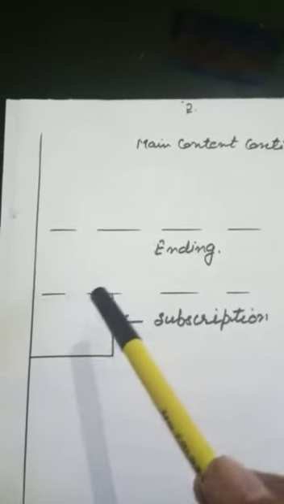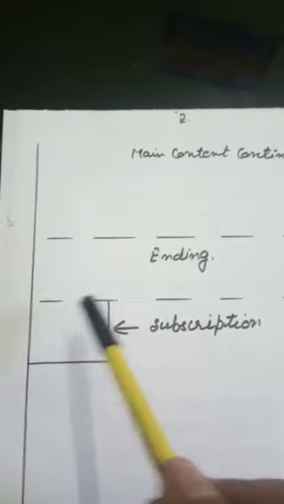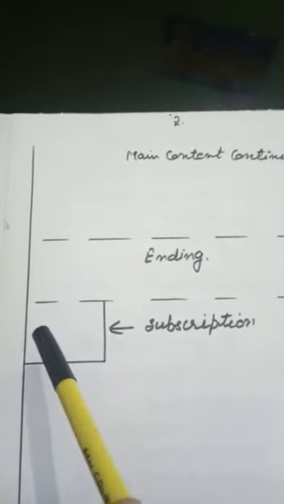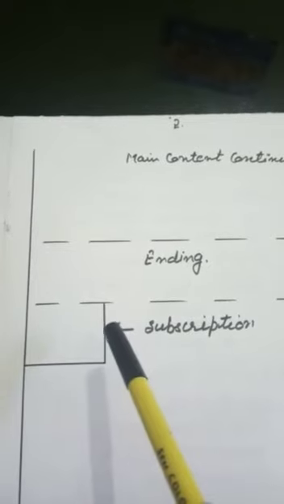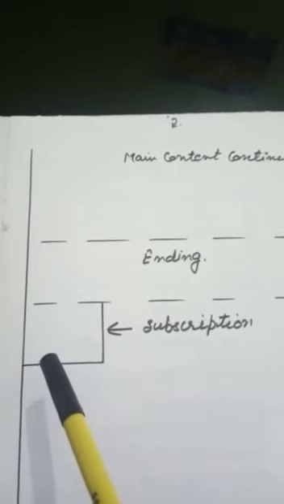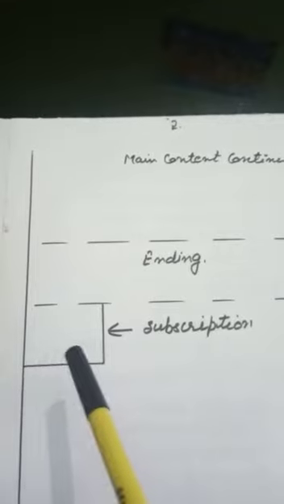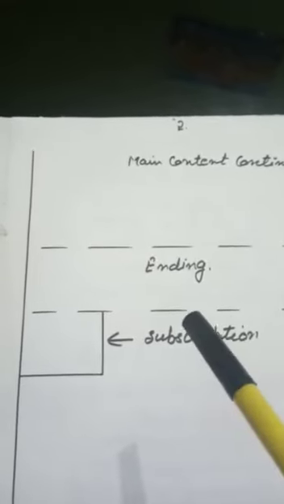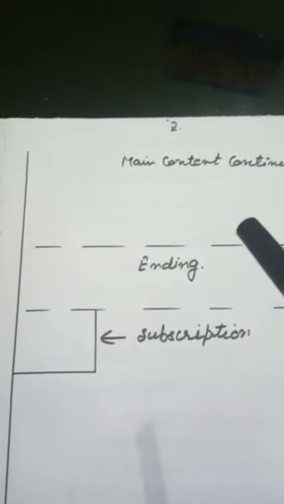For example, I say yours sincerely, then I will sign here, then I'll write my name Vikram Singh, then down to the bottom I will write PGT English. This is the format for writing a formal letter.